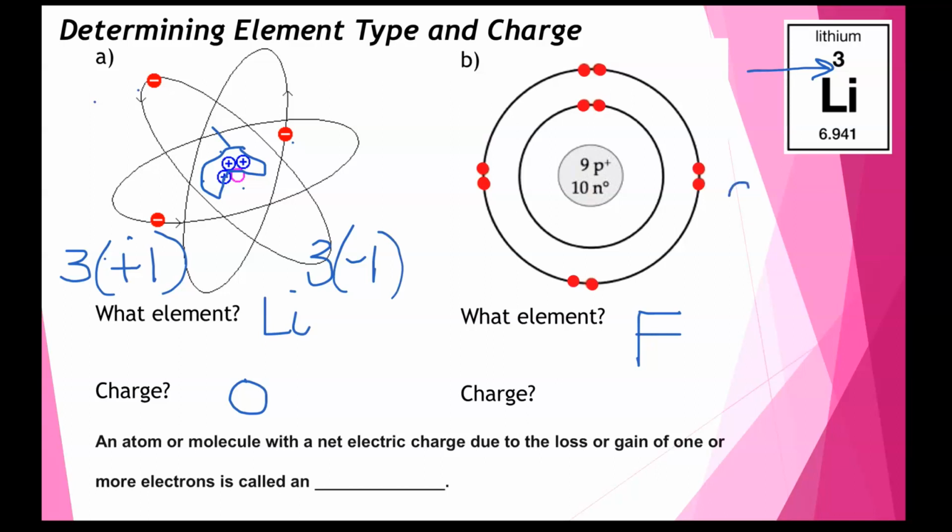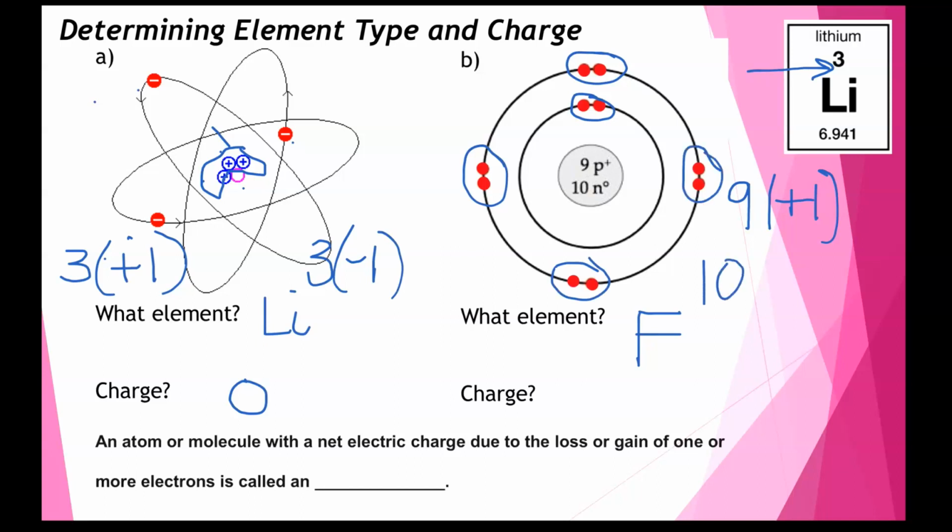And so here we know we have 9 protons, so 9 positive 1 charges. And then we have some number of electrons. Let's count them here. We have 2, 4, 6, 8, 10 electrons. We have 10 minus 1 charges. So we have plus 9 and then minus 10. Our overall charge of our atom is going to be -1 because we have more negative charges than we have positive charges, resulting in our fluorine atom having a -1 charge.